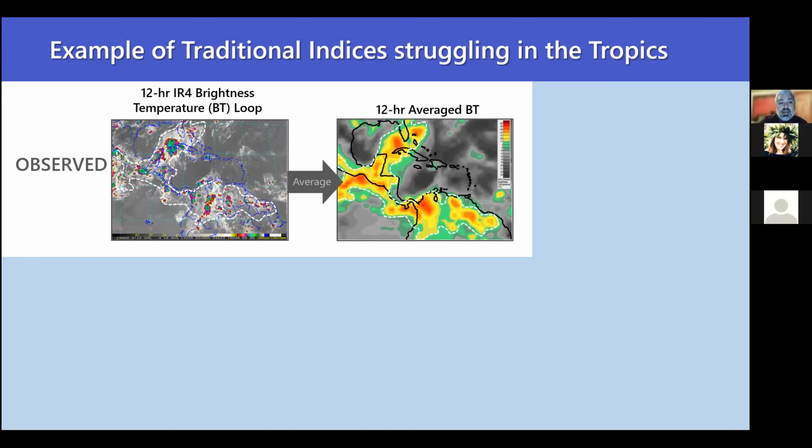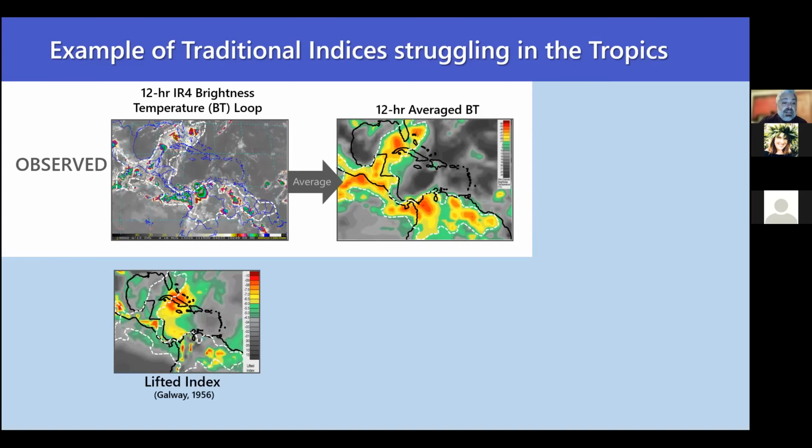So we looked at these indices averaged over the same period, and we have the lifted index here, and you can tell that the lifted index really missed the areas where we had the convection. The lifted index was showing these areas to the east of this white contour, which is showing the coldest brightness temperature. So it didn't do a very good job.